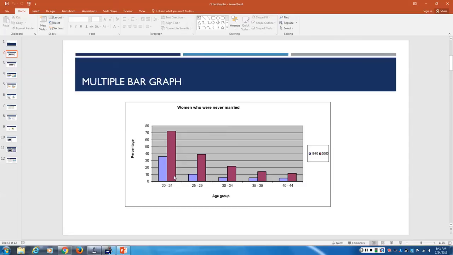In 1970, the difference is that 20 to 24 was still the higher category. By the time they had gotten to be 25 to 29, they had dropped down to less than a third of that. And then from 30 to 34, 35 to 39, and 40 to 44, it was all pretty much the same. So in 1970, the unmarried women dropped off a lot quicker as they got older, whereas in 2000, it dropped a lot slower among the age groups.